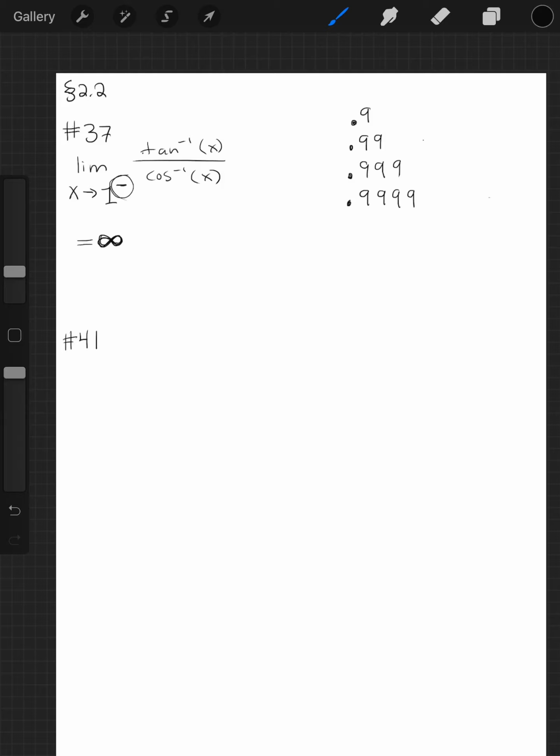Let's see, what other ones do we have here? Number 41 is also, so this one is determine the one-sided limits numerically or graphically. And if infinite, decide whether it's negative or positive. But this is our basic instructions.